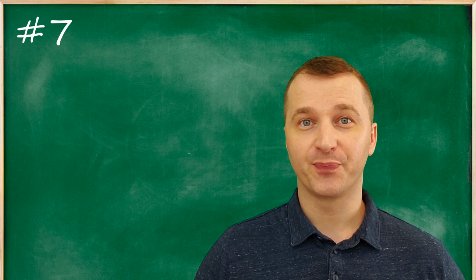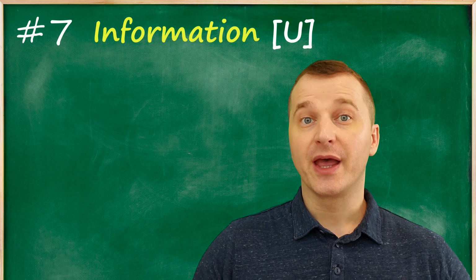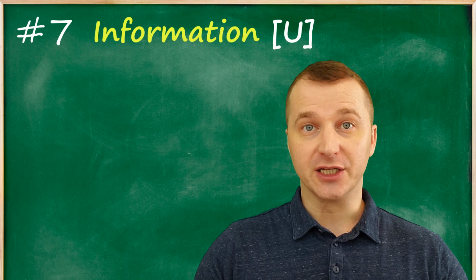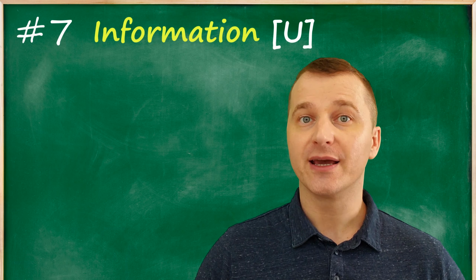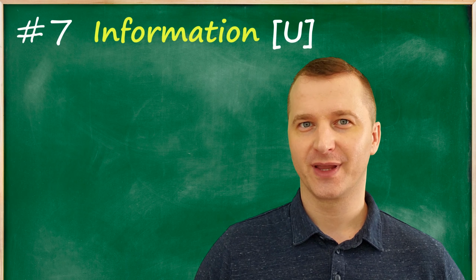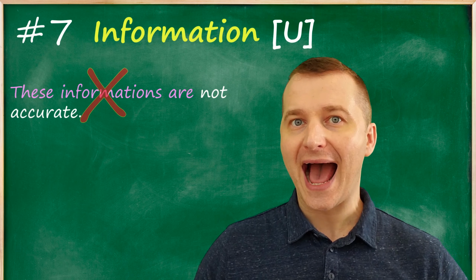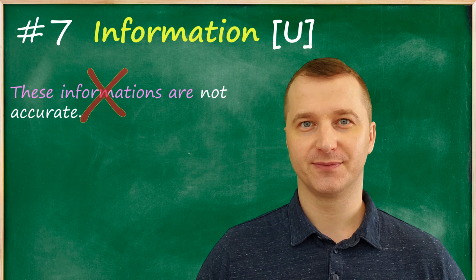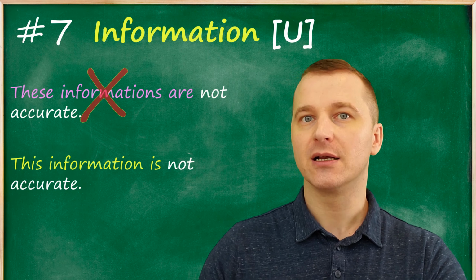Number 7, information. Just remember this. The word information is always uncountable in English, and you should never say informations. So saying these informations are not accurate is incorrect. You should say this information is not accurate.